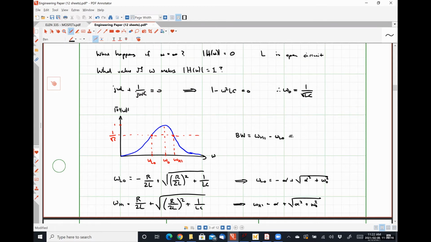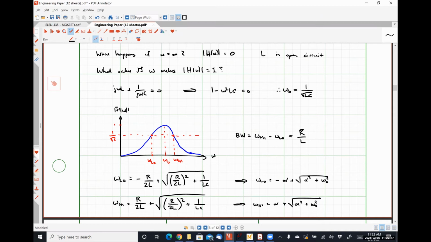So I have a common factor of plus the square root of all that jazz on both sides. So those are going to cancel each other out, right? So R over 2L minus ... R over L as my bandwidth. Easy enough to figure out. So this is how we can design a bandpass filter for a specific frequency.